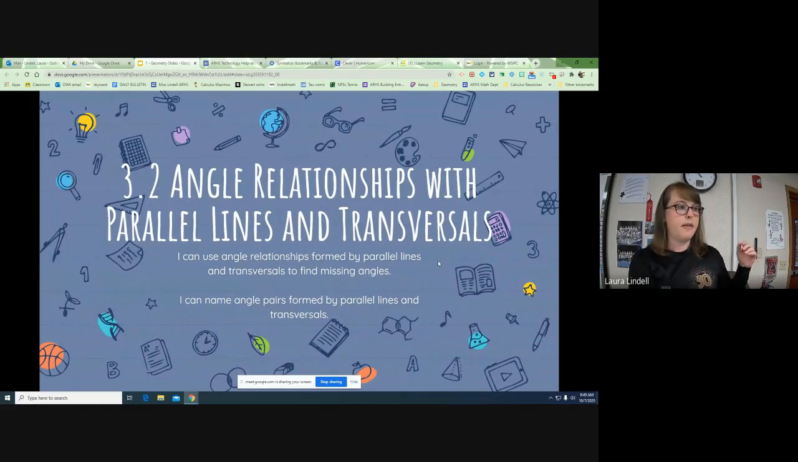So by the end of class today, we want to be able to use angle relationships formed by parallel lines and transversals to find missing angles. And then kind of the same one from yesterday, we will also be able to name angle pairs that are formed by those lines and transversals, because it helps if we can name the angles because then we have to use those angle relationships. So if we can't do this one, then this one's really hard. We want to make sure we solidify this from yesterday. Okay, so grab whatever you're using to take notes and let's get going.